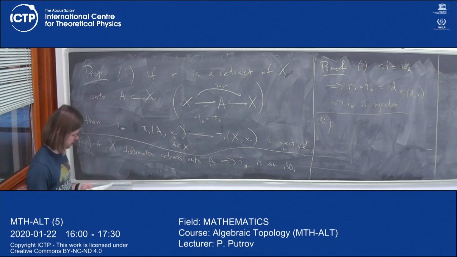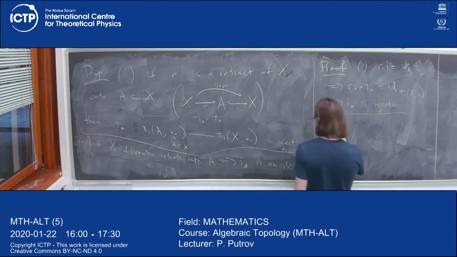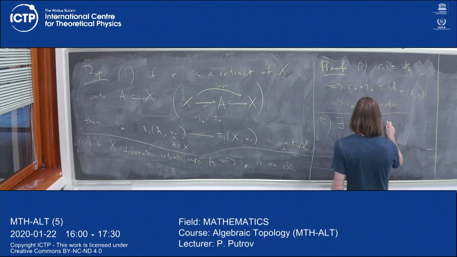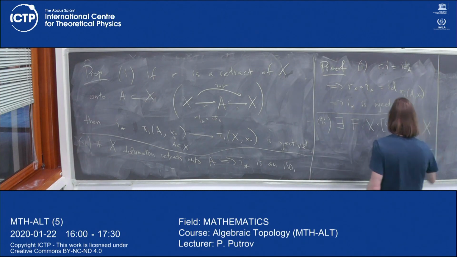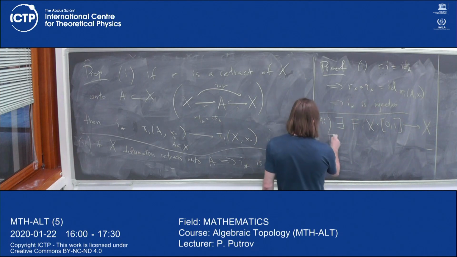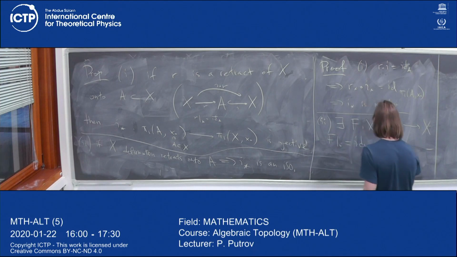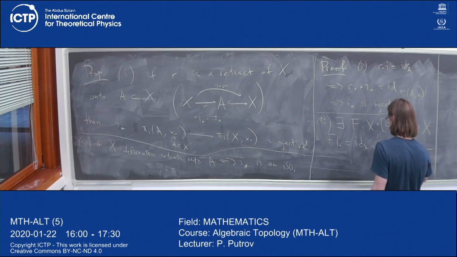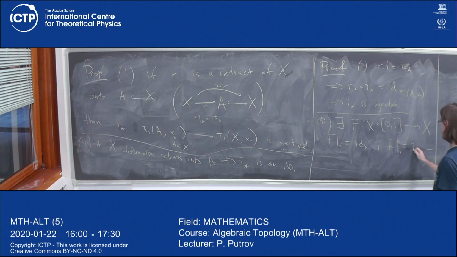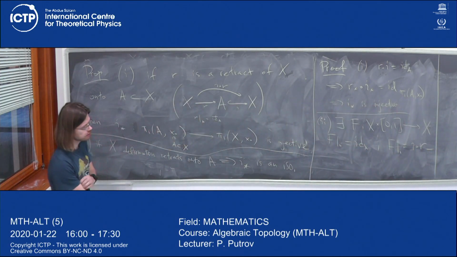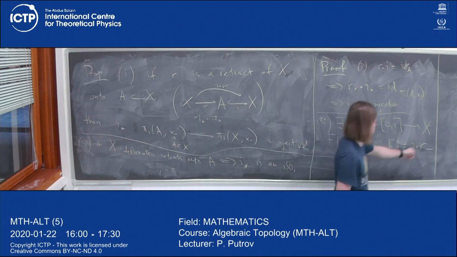So now we have a stronger condition. This is a deformation retraction. By definition, this means there exists a homotopy F from X times interval to X, such that it is a homotopy between the identity on X and the composition of maps I and R, in this order. This is a map from X to X.